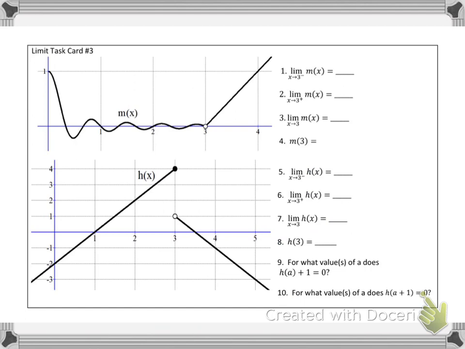Okay, next, we have a couple graphs, M and N. So we're finding the limit as x approaches 3 from the left of m of x. So that would be right here. It approaches an output of 0. We're next approaching 3 from the right of m of x. That approaches an output of 0 again. Since the graph approaches the same output from both the left and the right, our limit exists, and it would also equal 0.